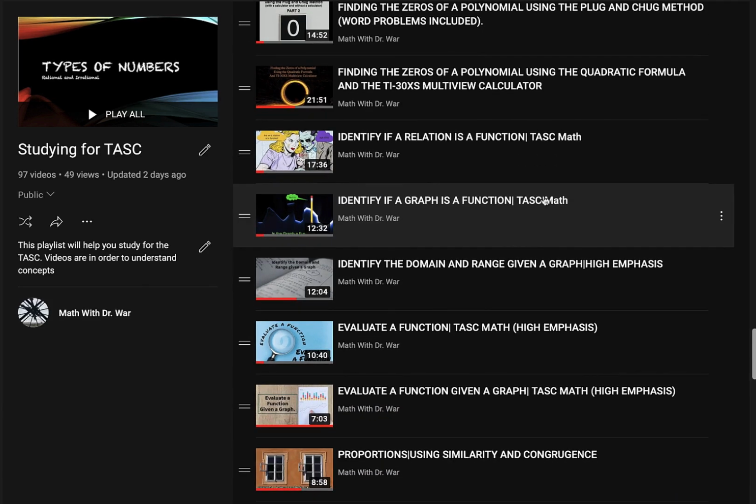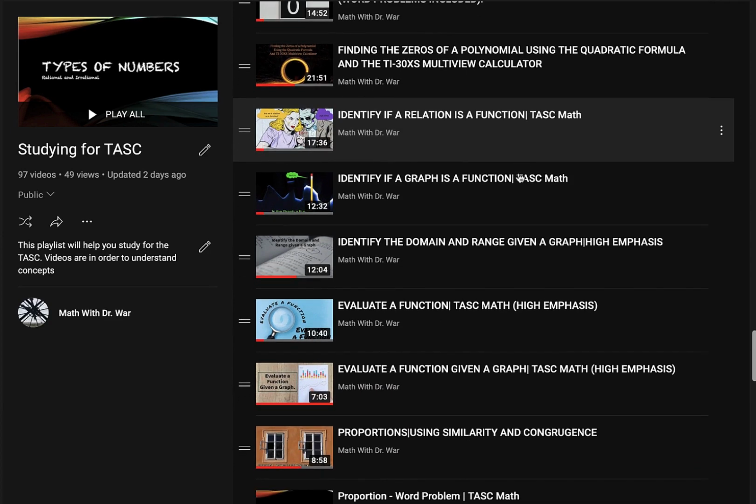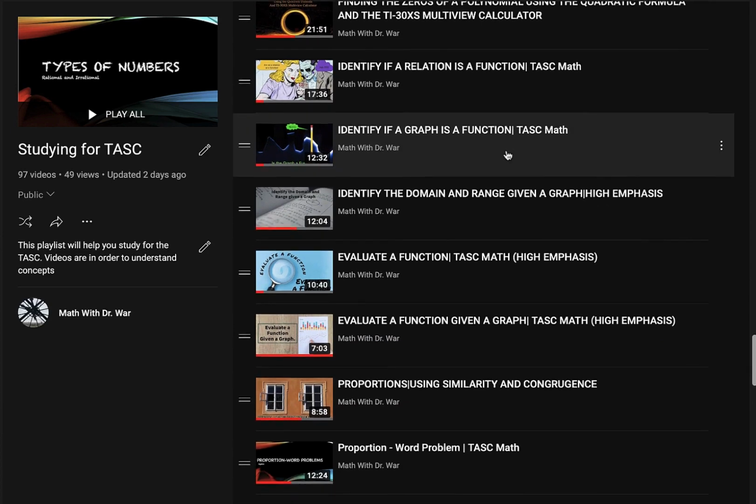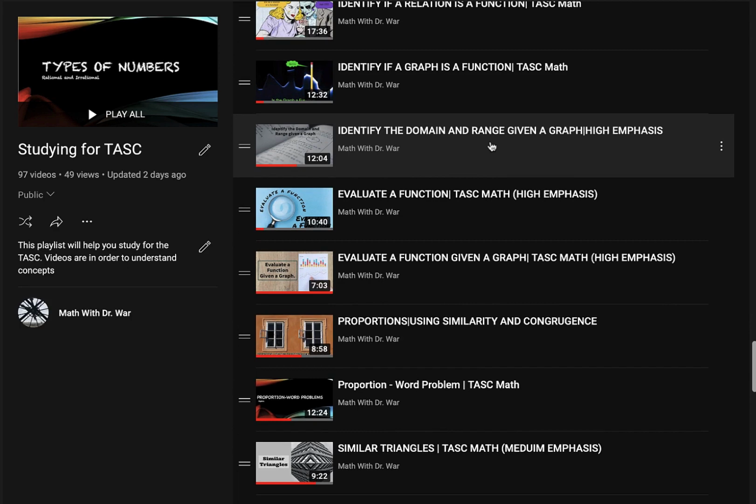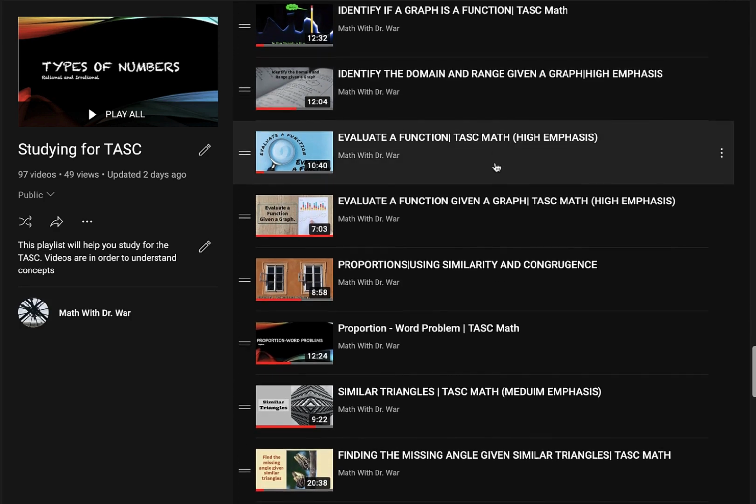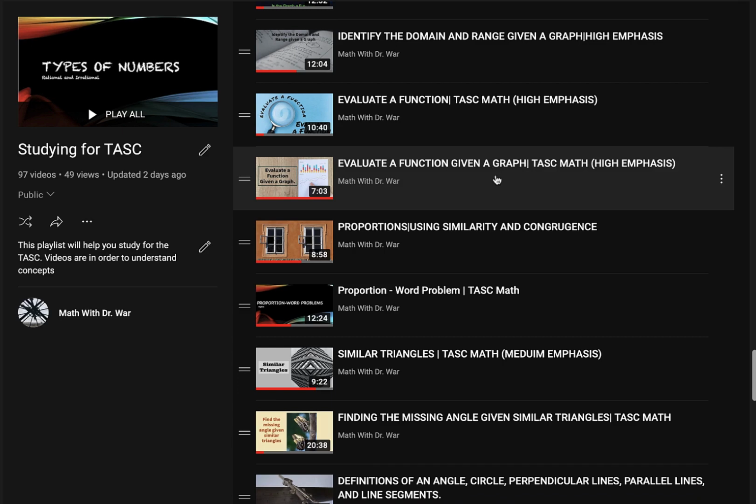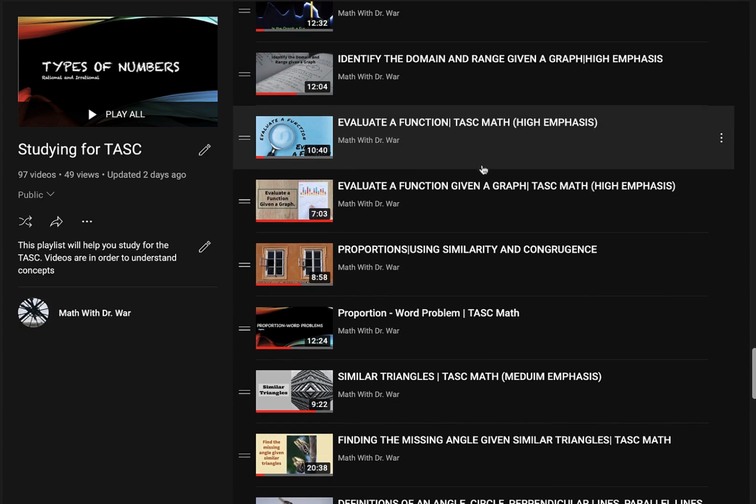Now, following that, you have functions. Functions is also 26%. So here you have to identify if a relation is a function, identify if a graph is a function, identify the domain and the range. And then after that, I go into evaluating the function if it's an equation, if it's a graph, and then functions is ended. Now, one of the things you have to know is that some of the stuff that's found in functions is also found in algebra.